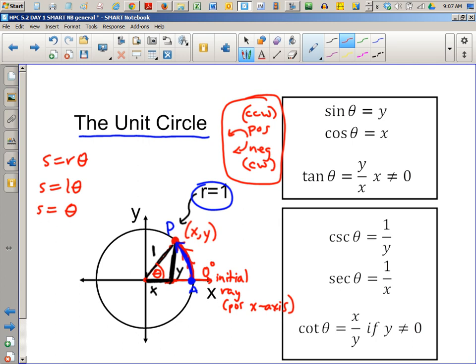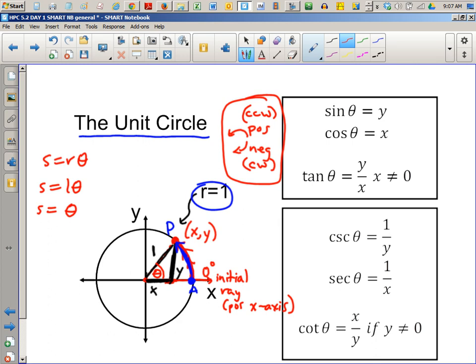Okay? Let's do adjacent over hypotenuse. The adjacent leg is x. The hypotenuse is 1, and adjacent over hypotenuse is x over 1, which is x. So we see that cosine of theta is x. See? So this is starting to make more sense up here. And tangent is just y over x. It's just opposite leg divided by adjacent leg. Okay, so these three are SOHCAHTOA for a circle with radius 1.